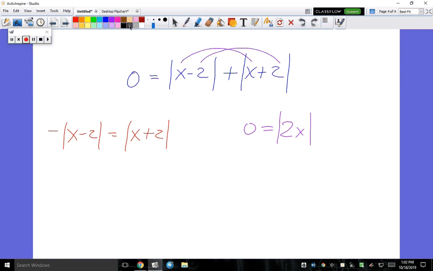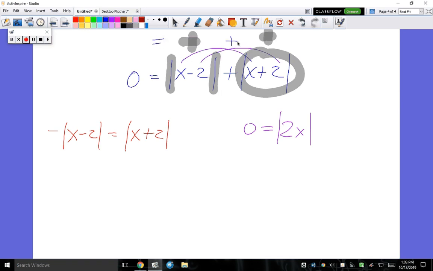It's all about the absolute value. This answer from here will always be what? Well, positive. This answer will always be what? Positive. Can you add 2 positive numbers and get 0? No.